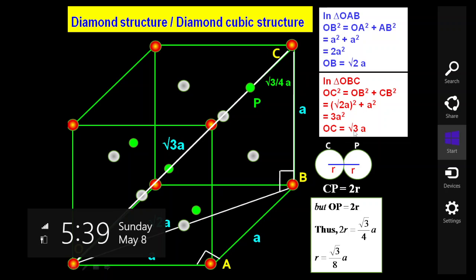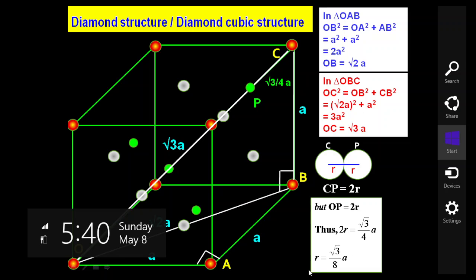So the diagonal length is root 3 a, so the distance between C and P will be root 3 a divided by 4, because this is at 1/4 distance from C. But CP is twice R, so twice R is nothing but root 3/4 into a, and from here the 2 will go to that side. I will get R is equal to root 3/8 into a.